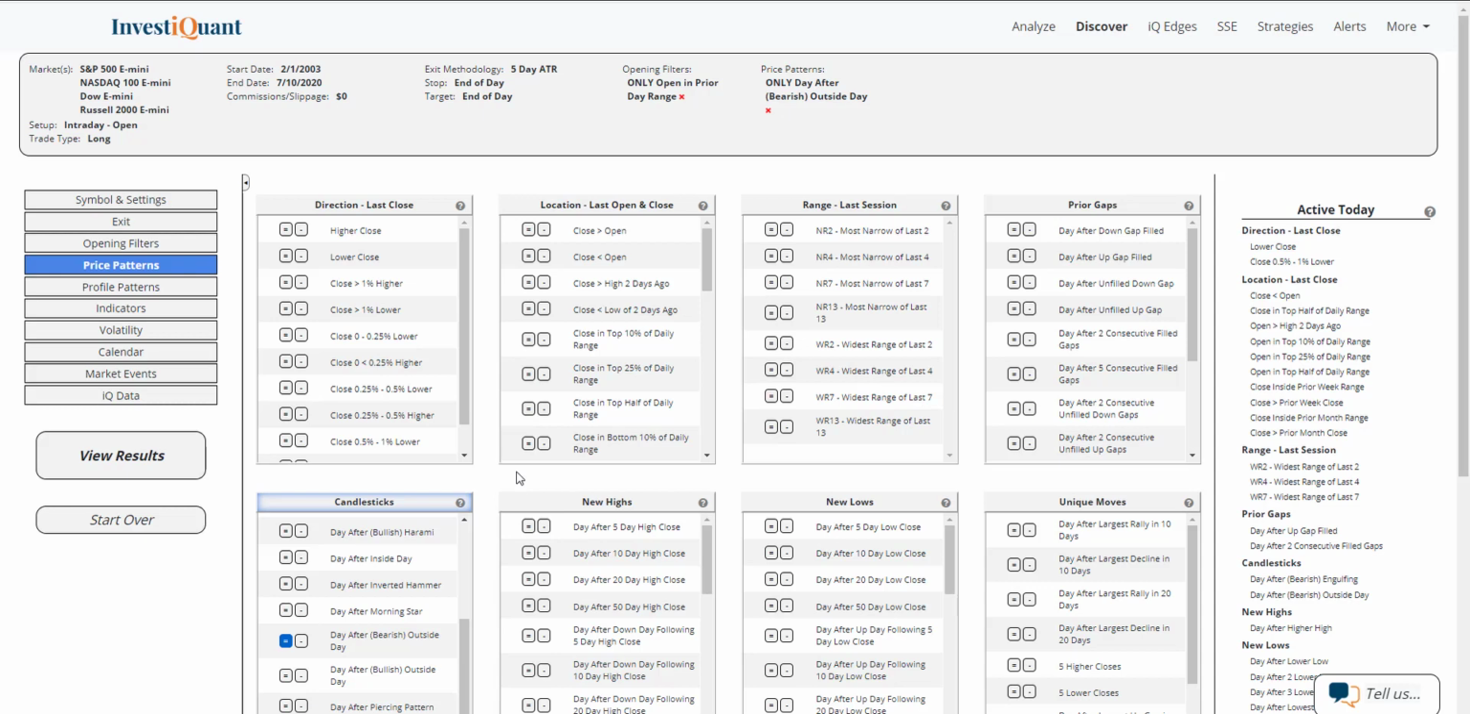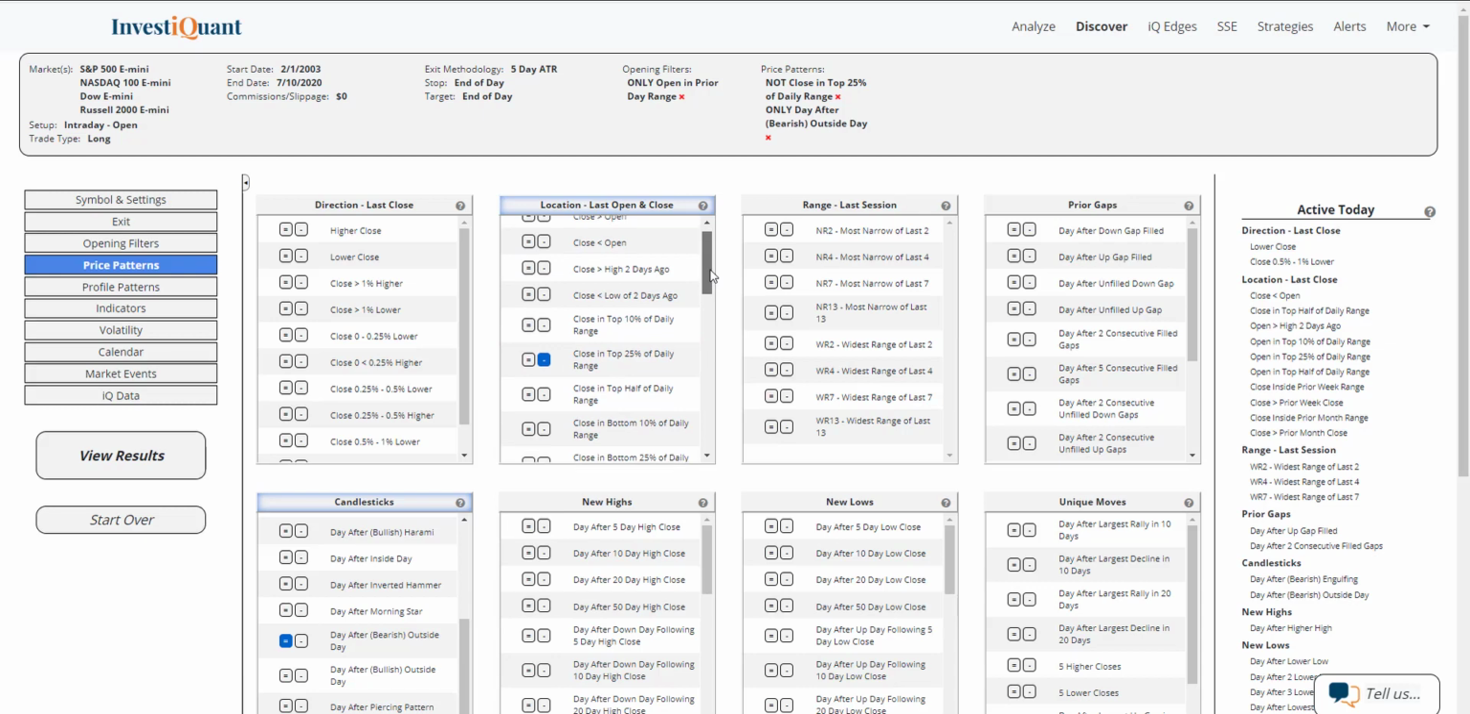And then next, I'm also going to add that it did not close at the bottom or top portion of the range. So we had that strong bounce into the close. So I'm going to say that it did not close in the top 25% of the daily range. So that's an exclusion statement.